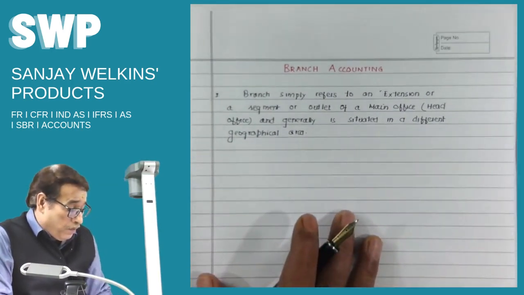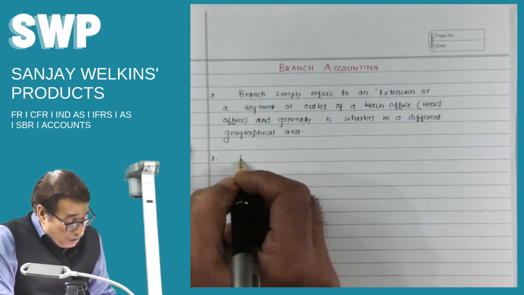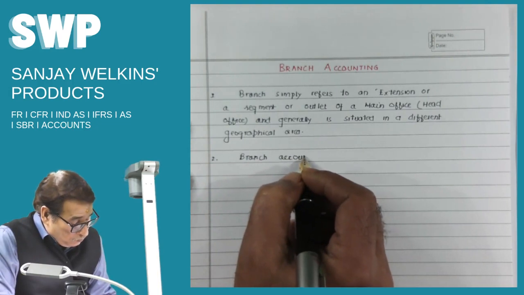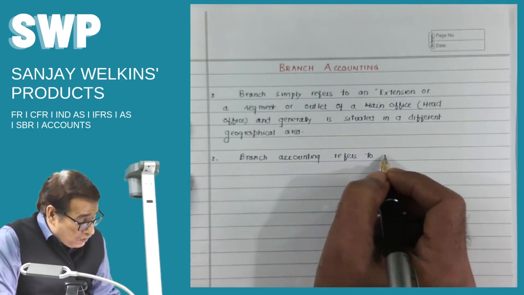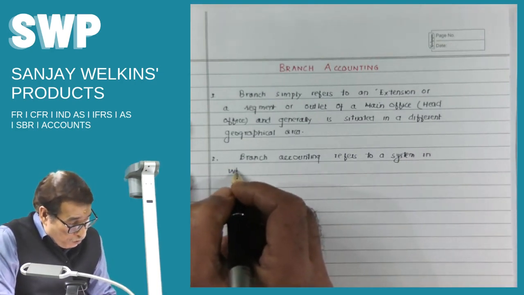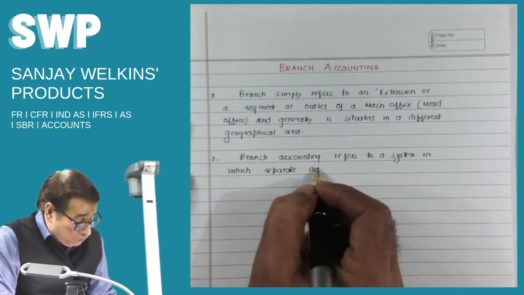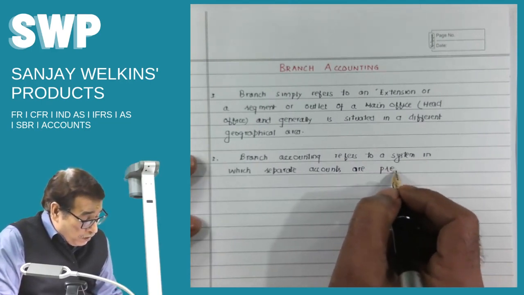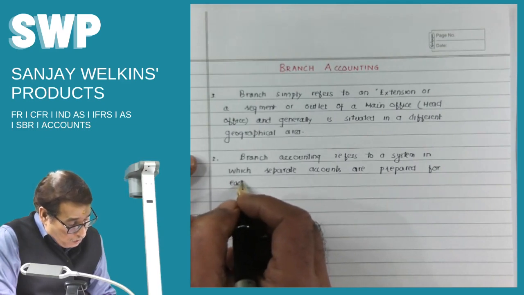Next question I tossed before you, why actually we need branch accounting? If we are having branches, we need branch accounting. Why? Branch accounting refers to a system in which separate accounts are prepared for each branch. Correct? For each branch.